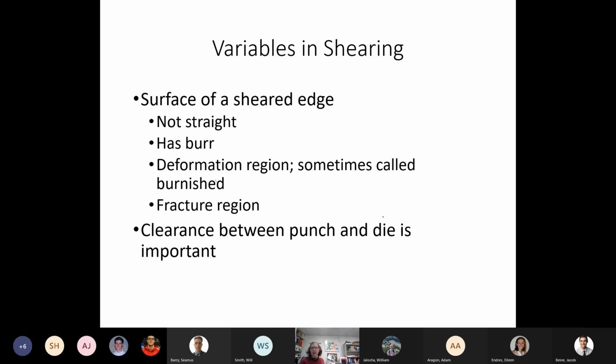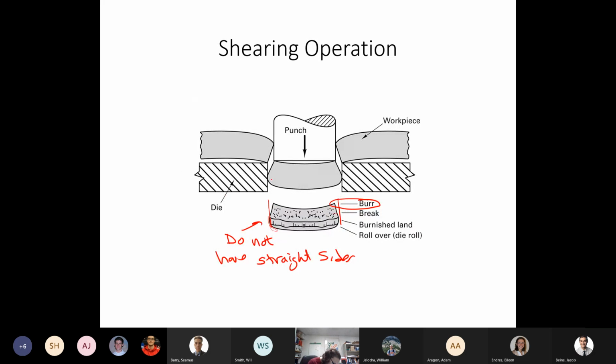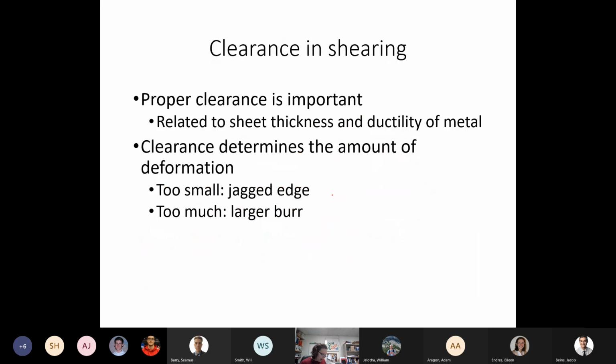So one of the key important variables is this clearance between the punch and the die. So that is going to be this distance. This is our clearance. So the clearance is important in the quality. It is going to be related to the sheet thickness and ductility of the metal.